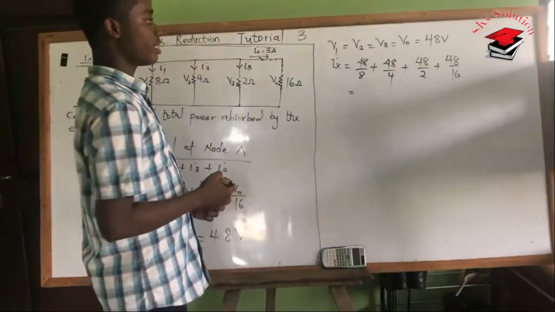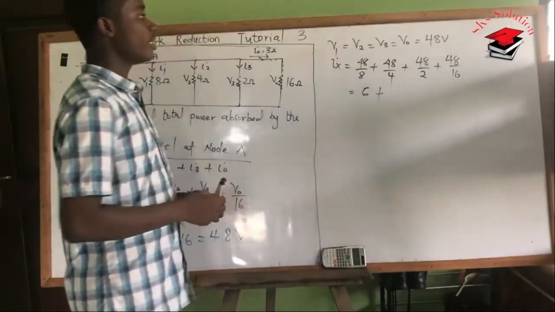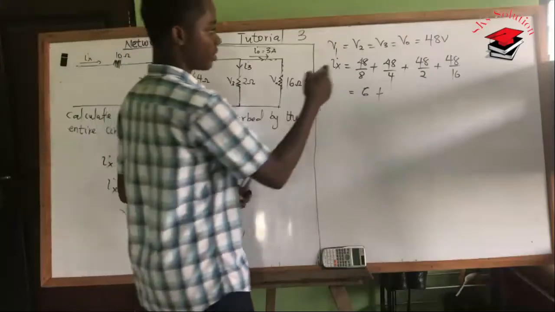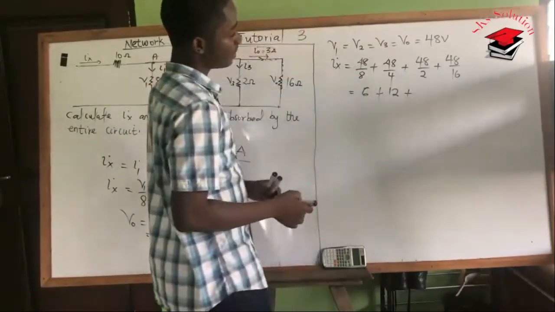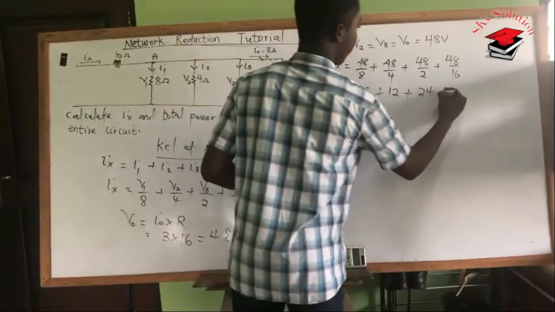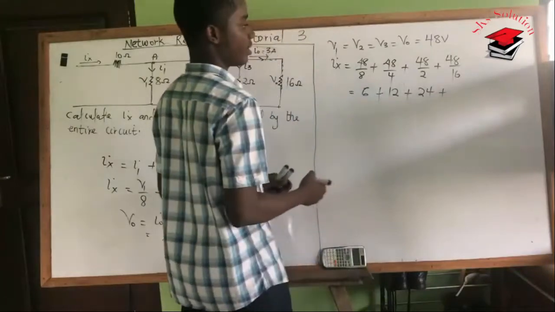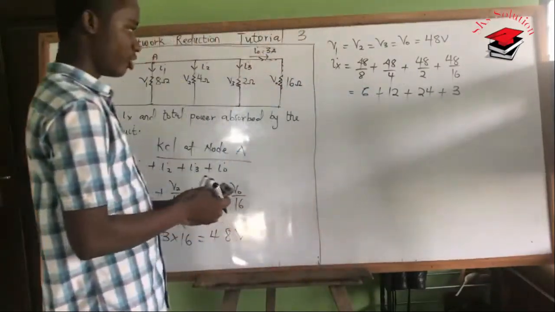48 on 8 is giving us 6. 48 on 4 is giving us 12. 48 on 2 is giving us 24. And 48 on 16 is giving us what? 3. So let's get the summation of this.